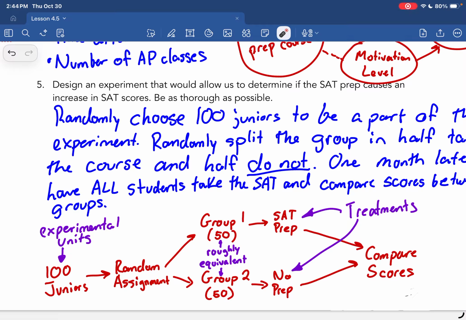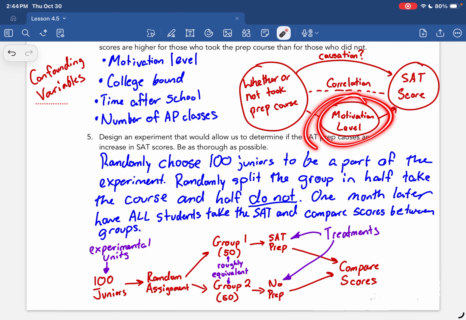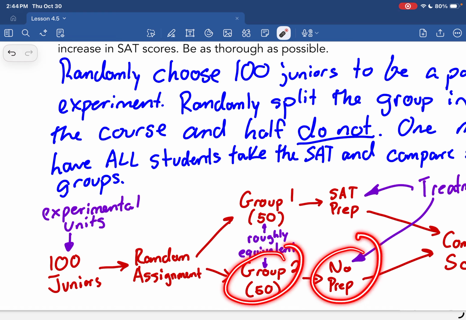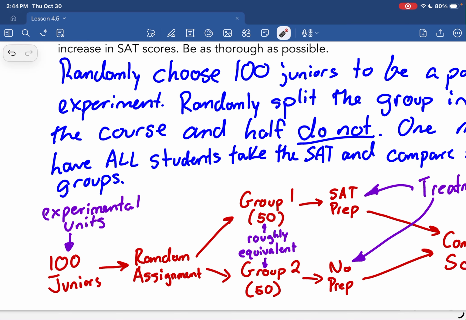The idea here is that the random assignment is hopefully equally distributing the confounding variables into two groups. For instance, if we have a confounding variable of motivation level and we randomly assign, some people that are super motivated are going to go to group 1, and they are going to end up taking the prep course. But there's also going to be motivated people that don't take the prep course. And it's the same for any of the confounding variables.